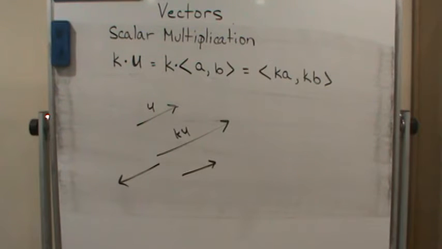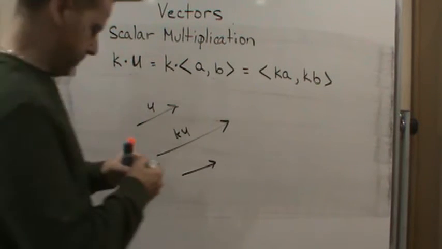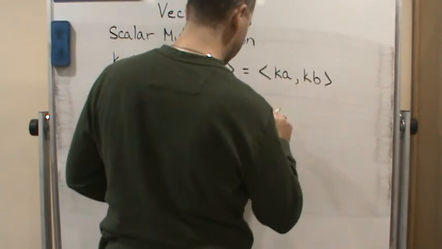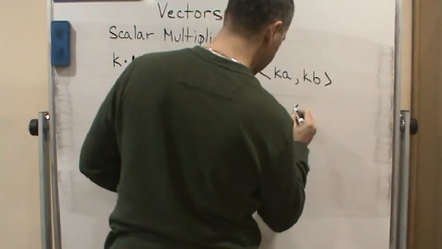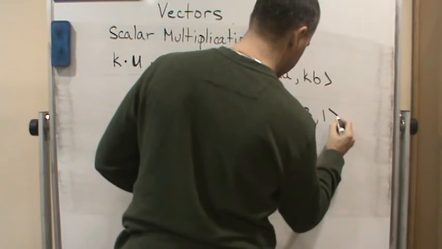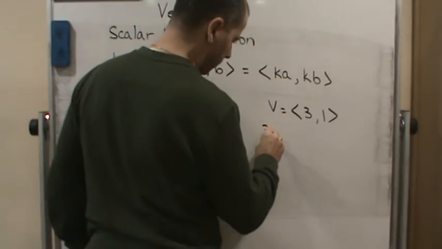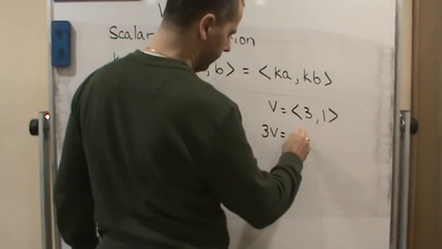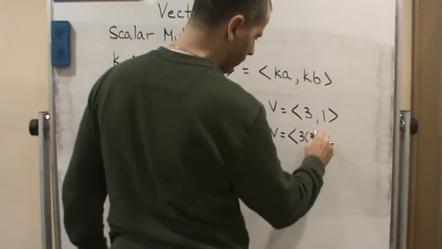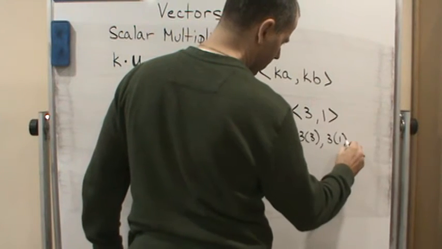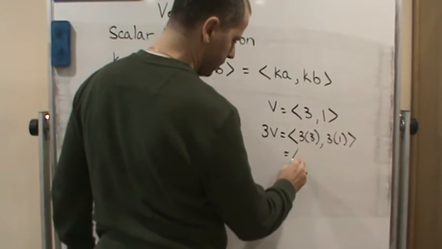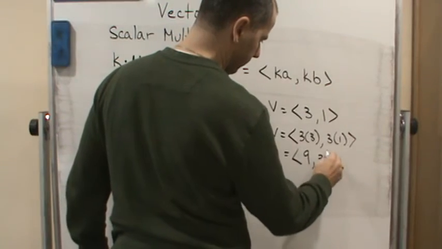So let's do an example. Let v equal 3, 1, and they ask me to find 3v, 1/2 v, and negative v. Okay, so 3v is just going to be what? 3 times 3, comma, 3 times 1, which gives me 9, 3.